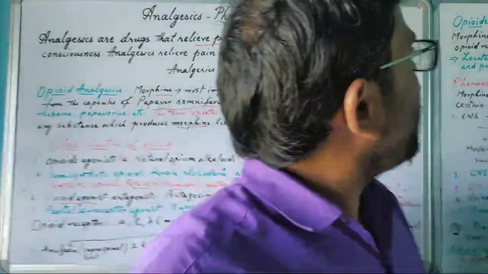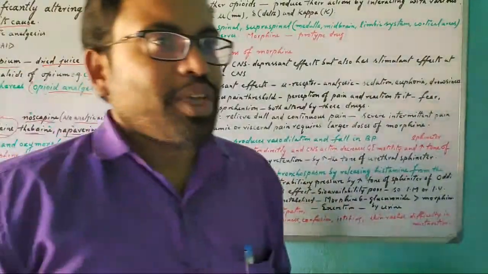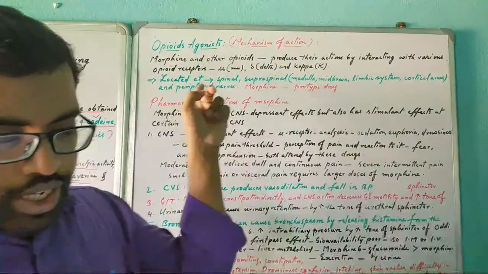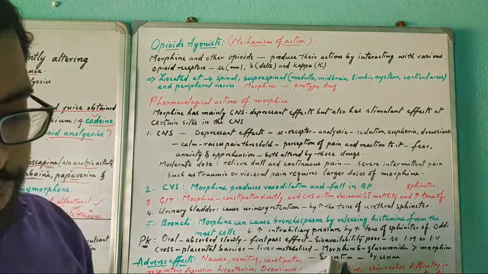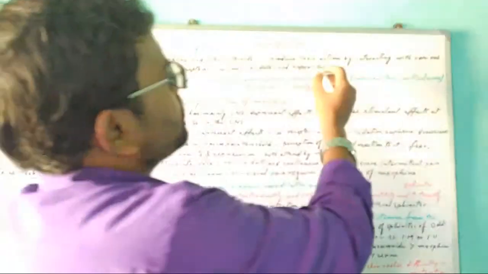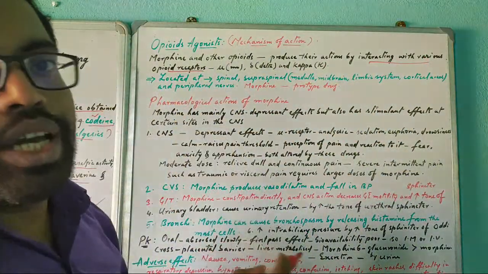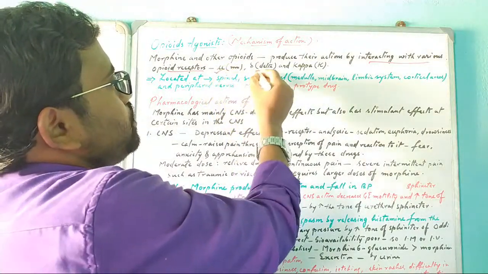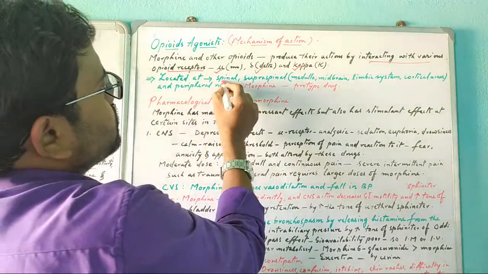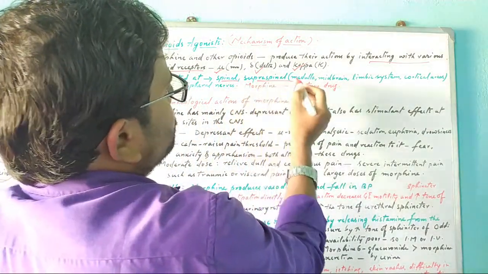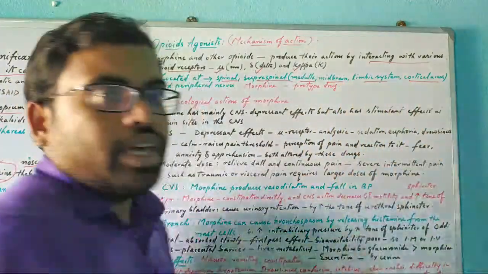So what is the mechanism of action here? Morphine and other opioids produce their action by interacting with various opioid receptors. What are the opioid receptors? I already mentioned them: mu, delta, and kappa. These are located at the spinal cord, and supraspinal sites, which are the medulla, midbrain, limbic system, and cortical areas.